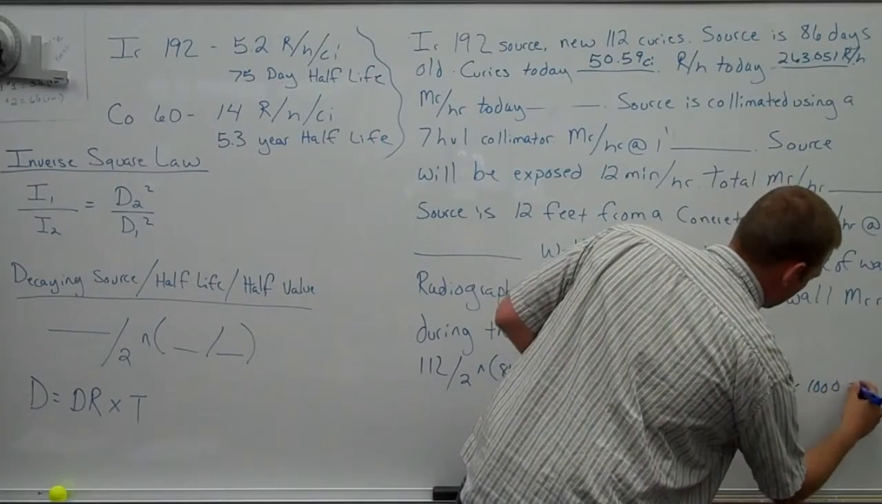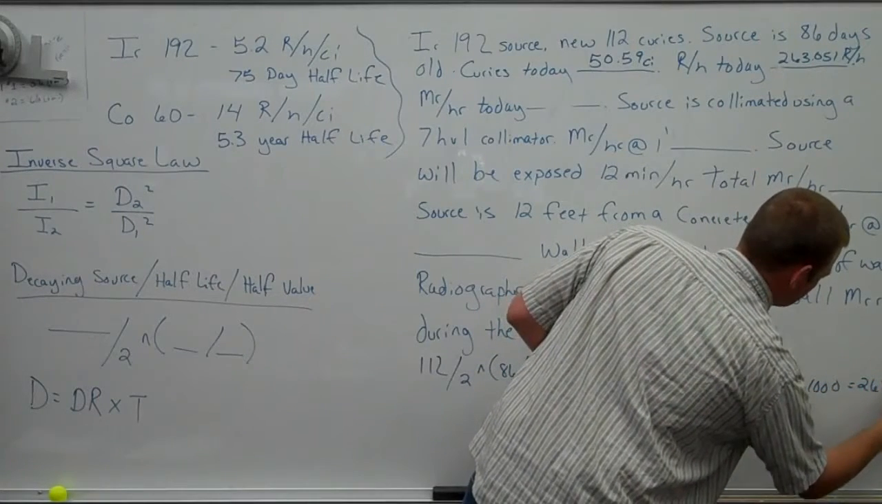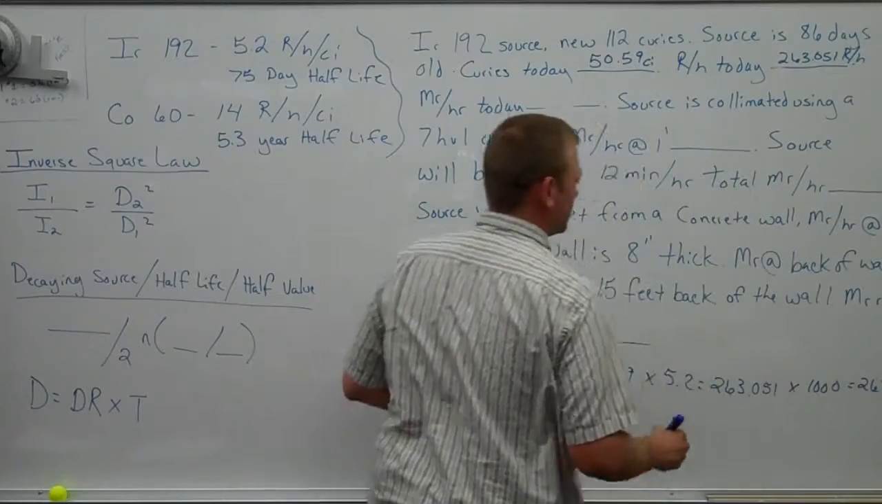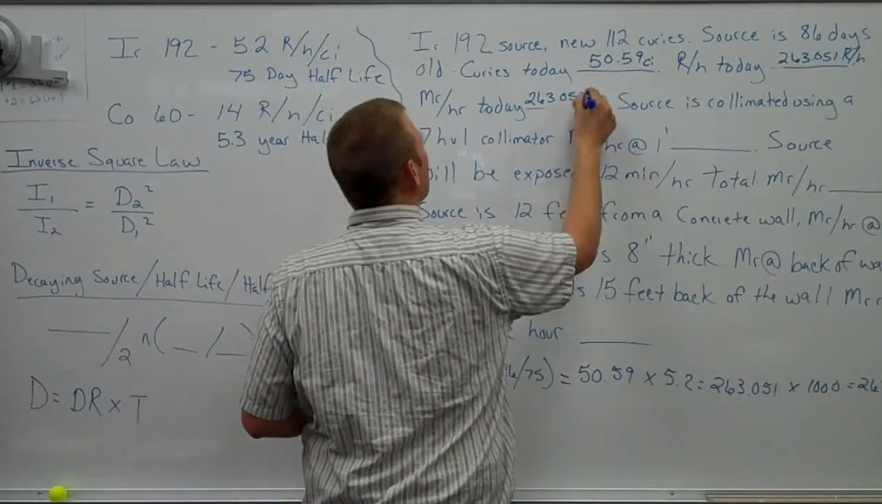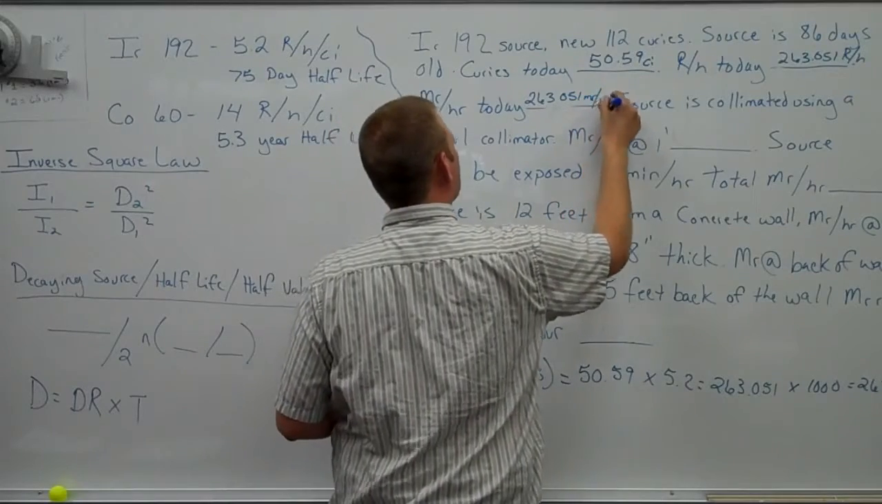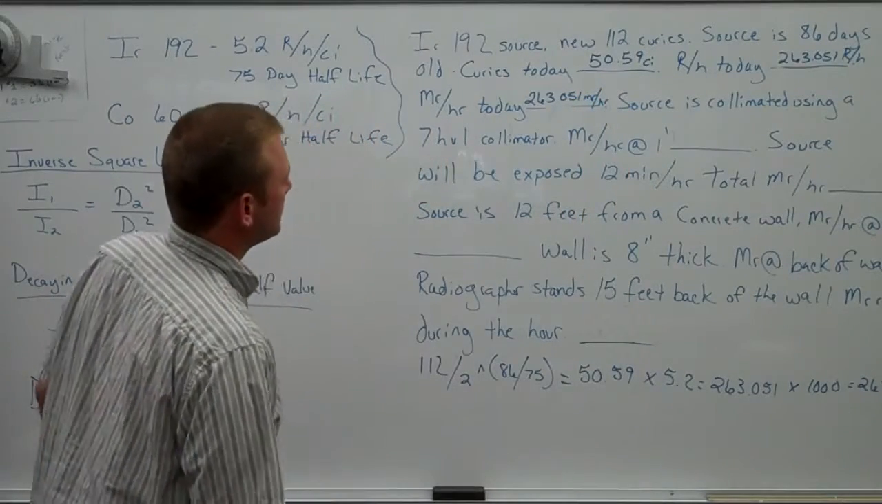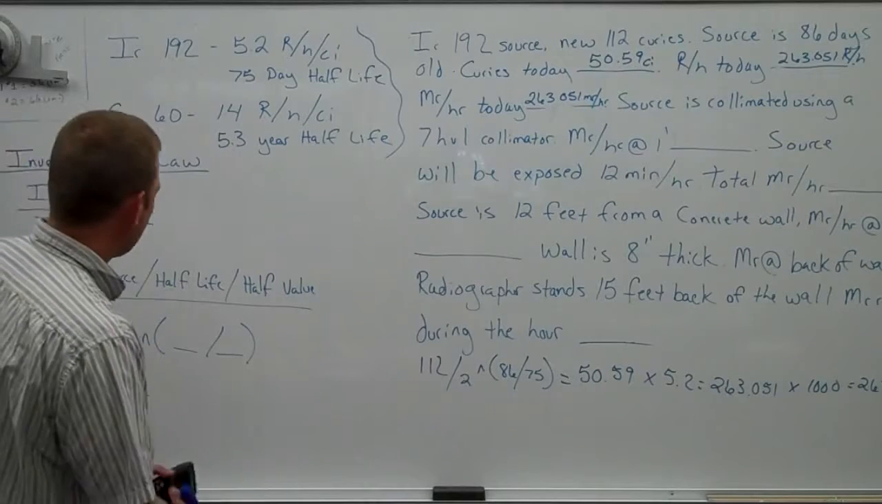Okay, now we need millirankines per hour, so that's a simple move of the decimal or multiply by 1,000. 263,051 is what we've got there. So I'm going to park that up here. MR per hour.